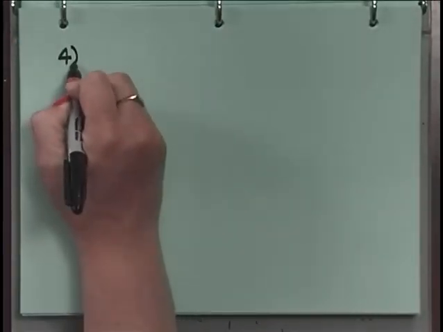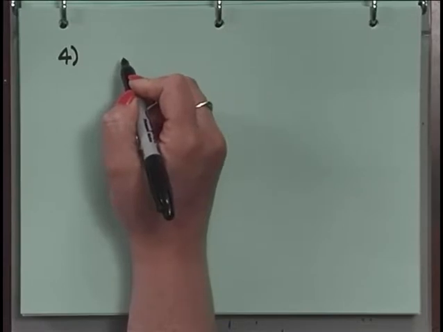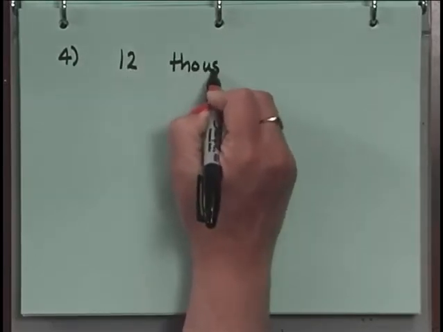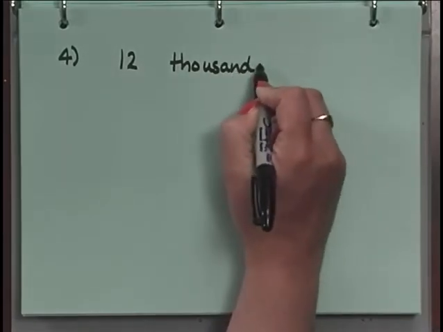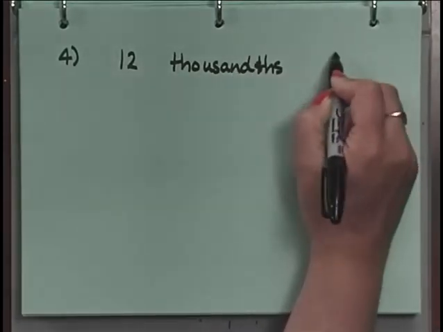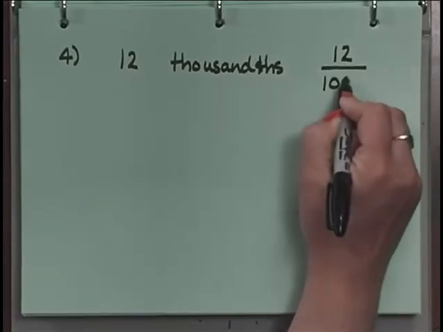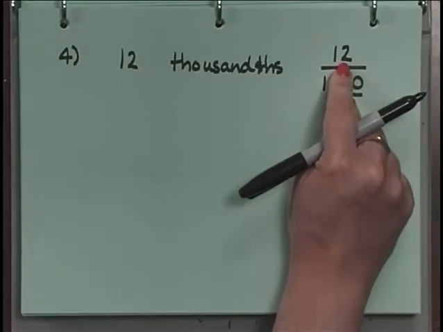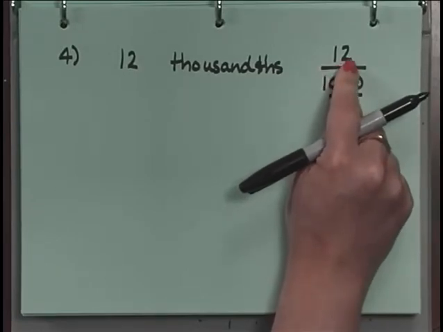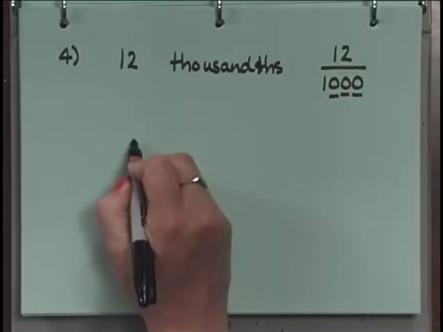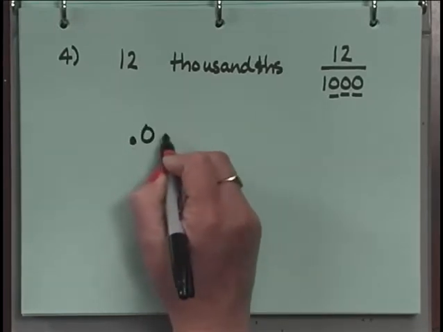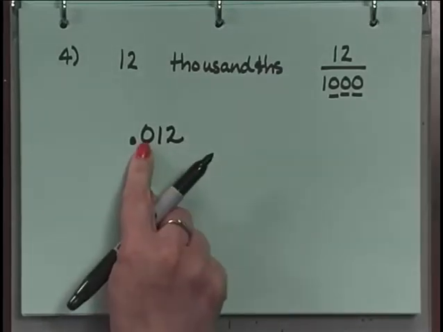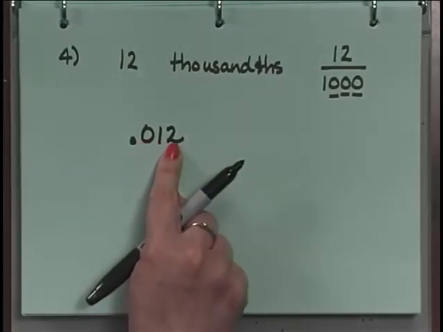In example 4, we're asked to use digits to write the decimal number 12 thousandths. Consider what this means as a fraction. It's 12 over 1,000. So we need to have 3 places when we write this number, but the 1 and the 2 will only take up 2 of those places. So what I'm going to have to do is insert a 0 as a placeholder before I put down the 12. And so then this is the number 12 thousandths.